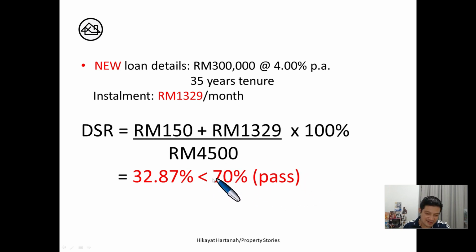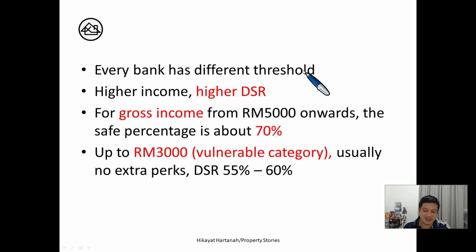So what is this 70 here? This 70 here is the DSR percent threshold allocated by the bank. Every bank has a different threshold, but in general, if you are 5,000 gross income and you're a single applicant or double applicant, usually the DSR is about 70. So keeping it less than 70 is the best. In short, if you have higher income, the bank will give you a higher DSR. So for gross income 5,000 and onwards, the safe percentage is about 70.